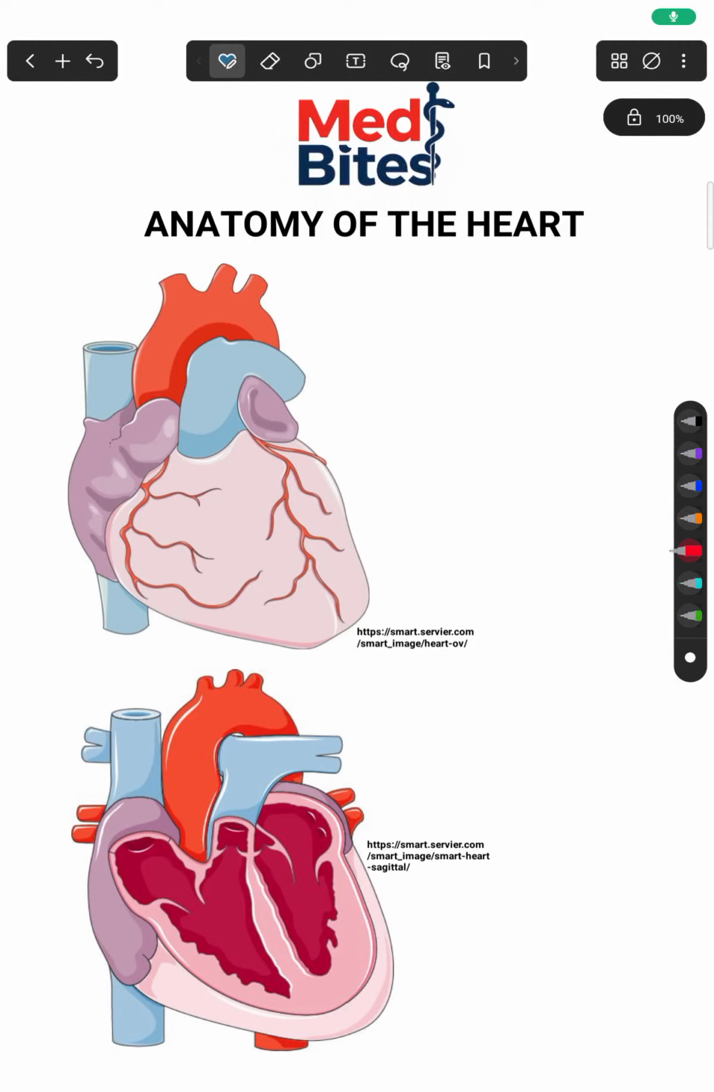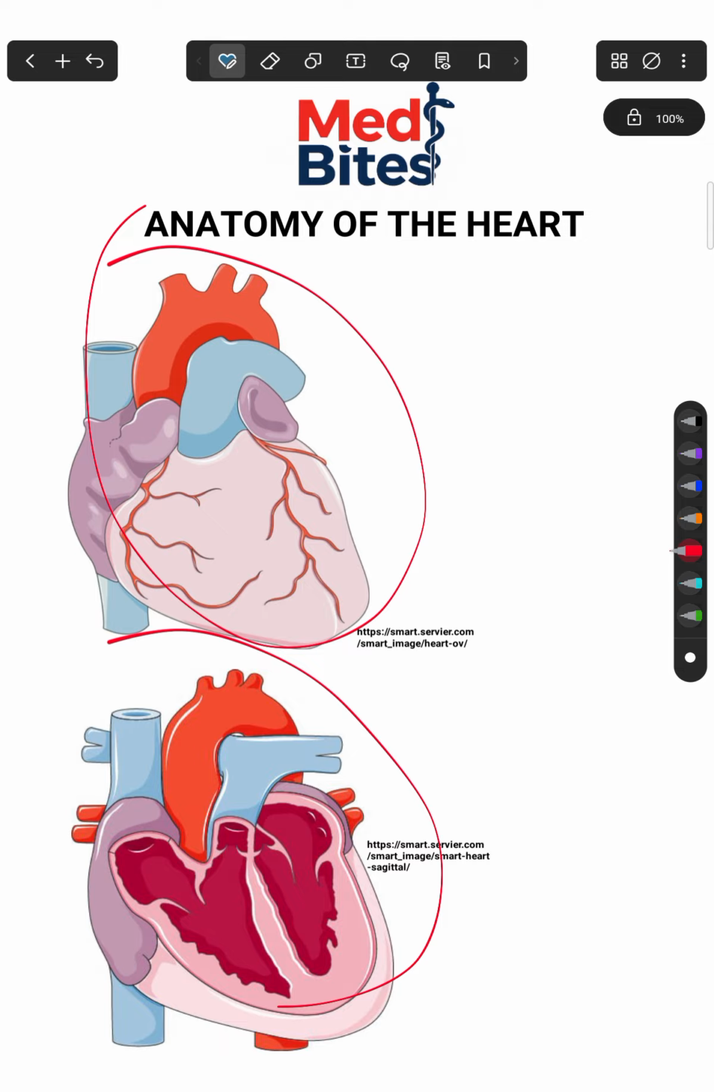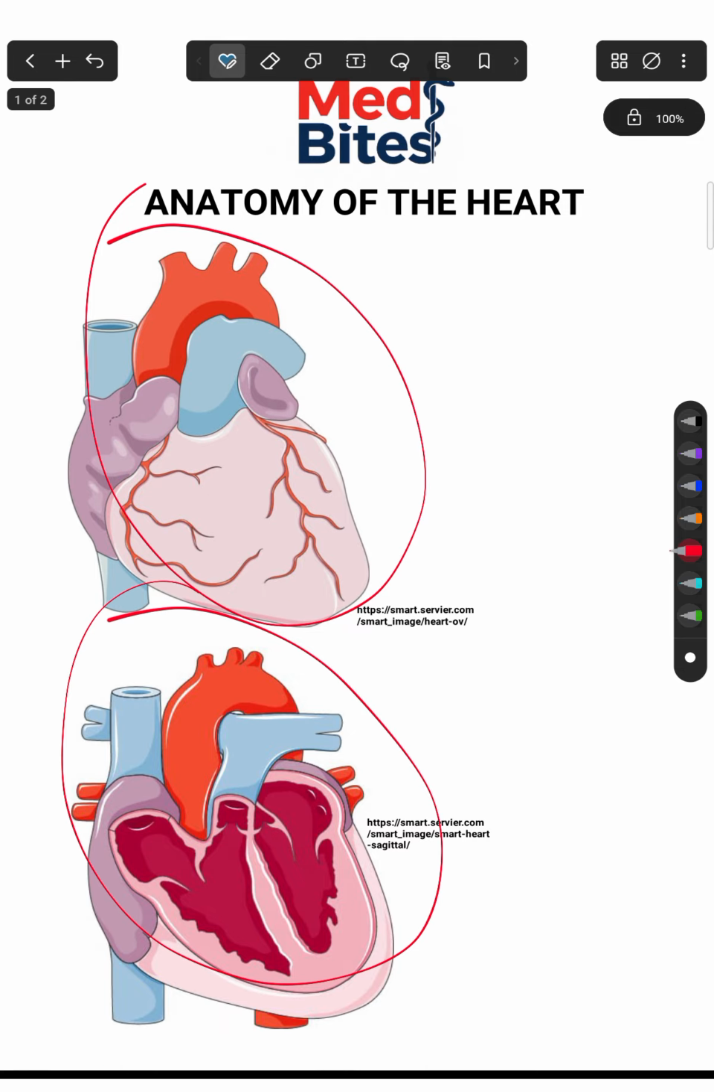If these heart diagrams still confuse you, here's the simplest explanation you'll hear today. Let's go back to some basics. So here we have the heart, and here we have the cross-section of the heart. It shows you the internal structures. Now, the heart is divided into 4 chambers.